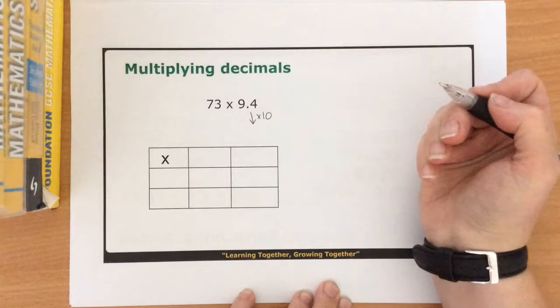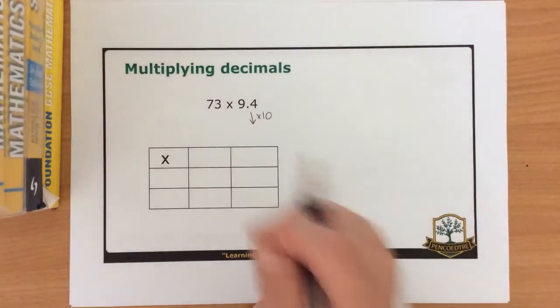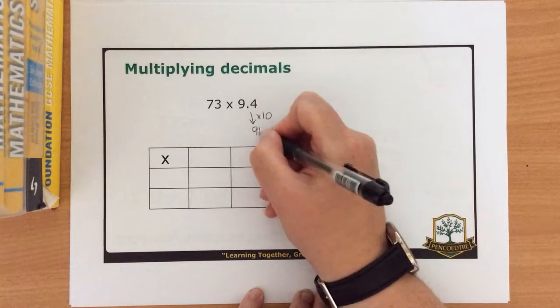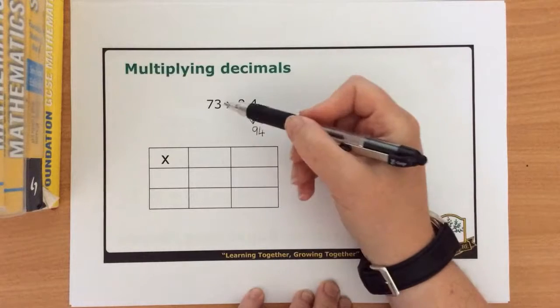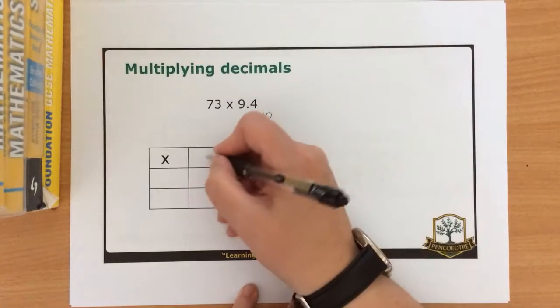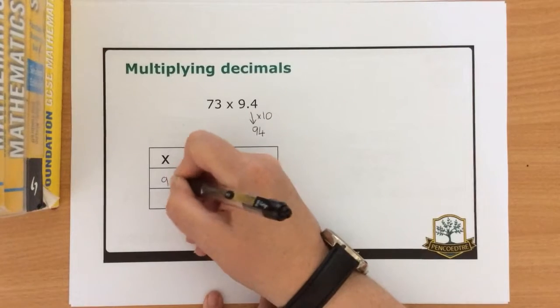When you multiply a number by 10, all the numbers will move across a column in the place value. So this 9.4 will become 94. I don't need to do anything to the 73 because it's already a whole number. I'm now going to do the grid method. So 73, 94.